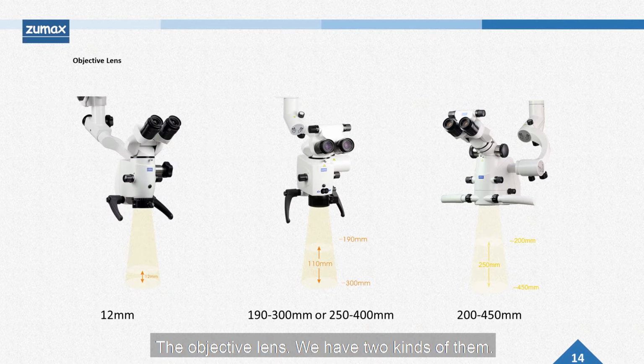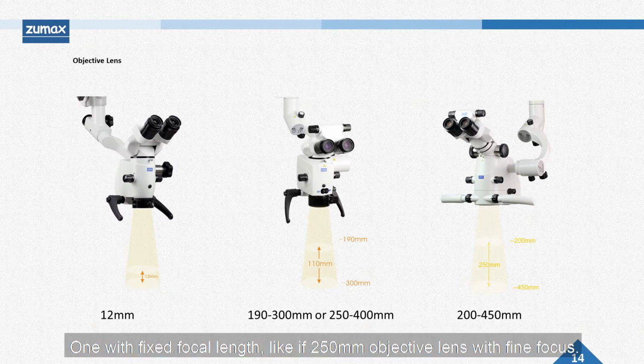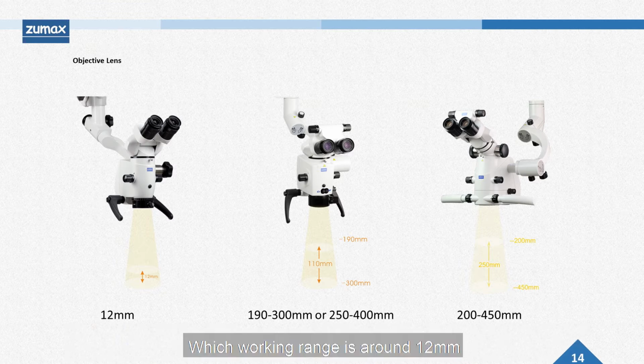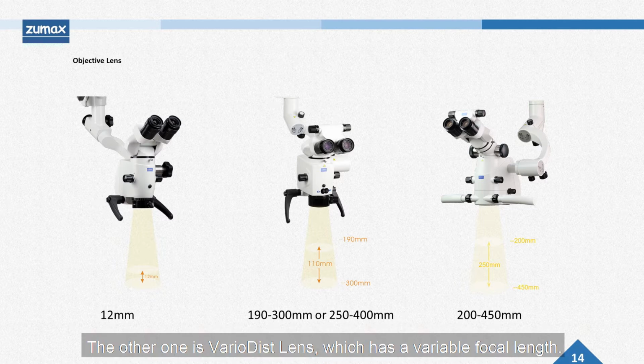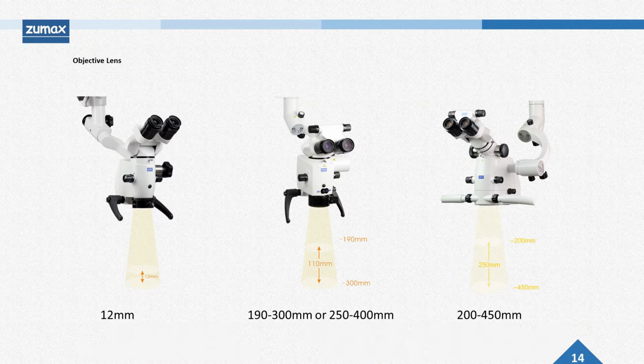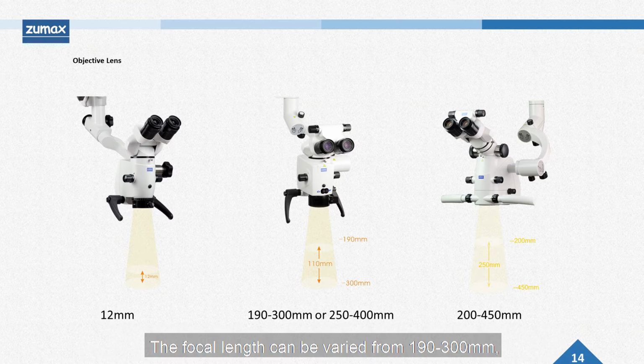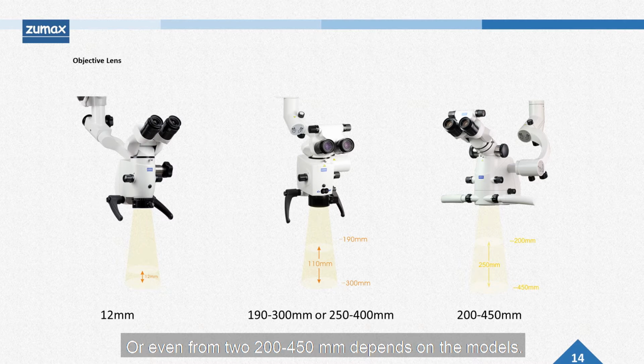The objective lens. We have two kinds of them. One with a fixed focal length, like f250mm objective lens with fine focus, which has a working range around 12mm. The other one is a varifocal lens, which has a variable focal length. The focal length can be varied from 190 to 300mm, or even from 200 to 450mm, depending on the models.